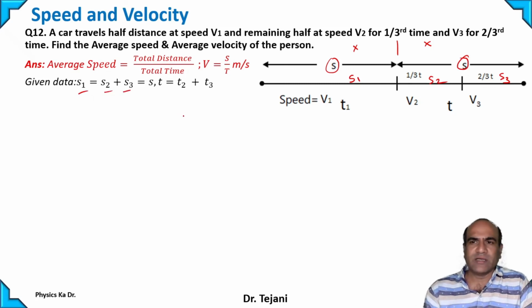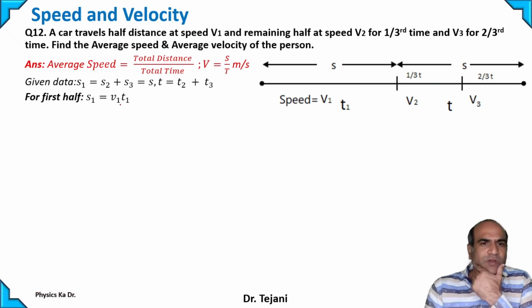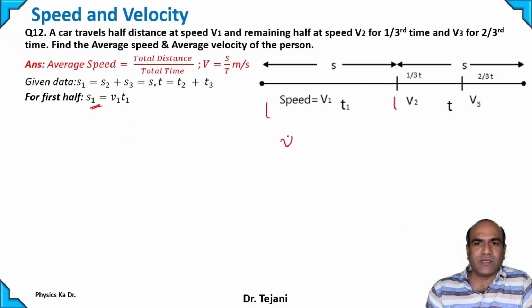That is simply known. Then the second part is given, time taken. The car travels half distance at speed v1, and for the remaining half the total time t2 plus t3 is T. Fine. We know that V is equal to S by T, so S is equal to V T. We can put S1 is equal to V1 T1.